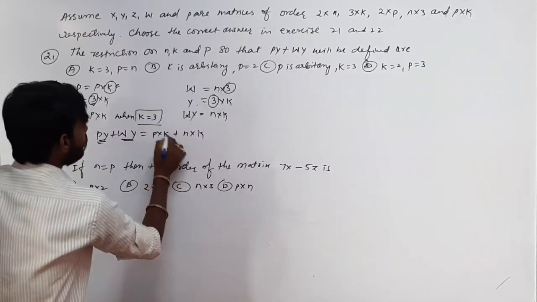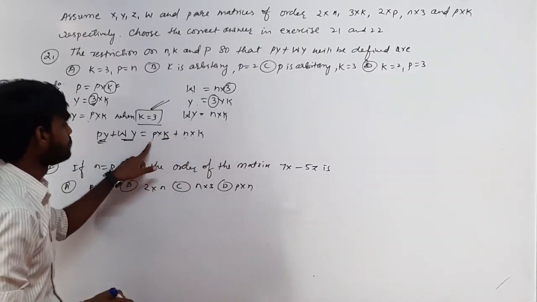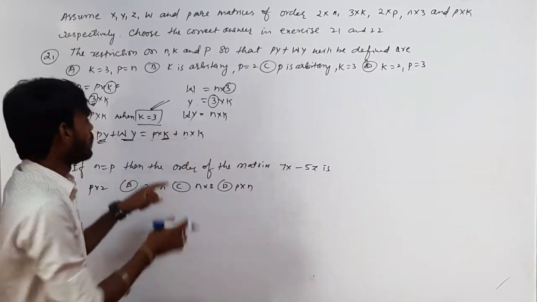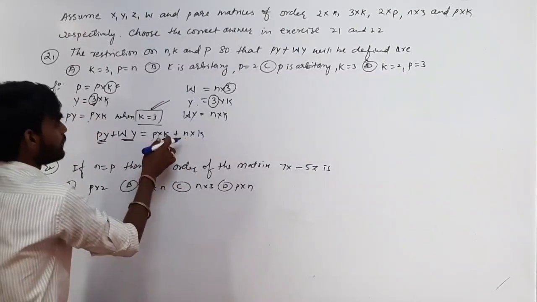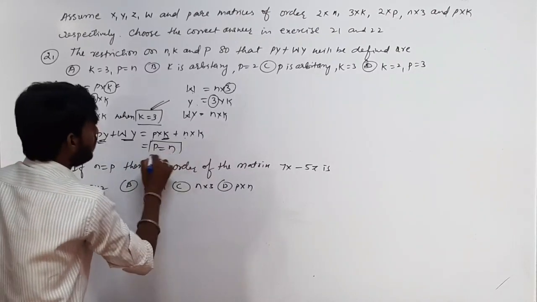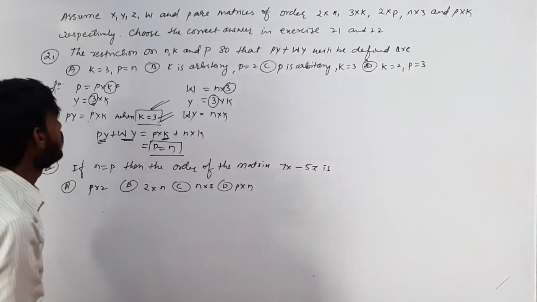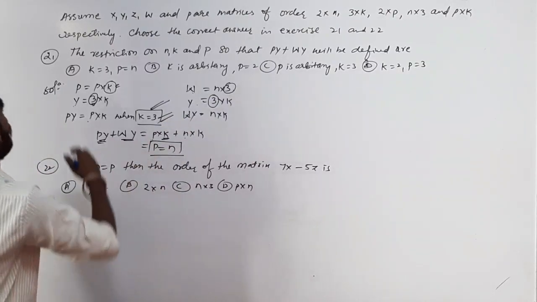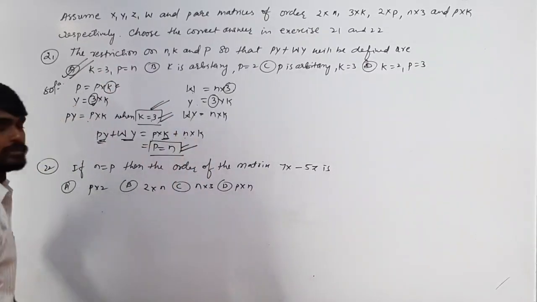So we know that K will be 3, then P should be equal to N. If P is equal to N, then the order of these two matrices will be the same, and then we can add them. So look at here, K will be 3, then P should be N. P and N will be equal when K is 3. Okay, so check the answer: option A is the right answer. P is equal to N and K will be 3.